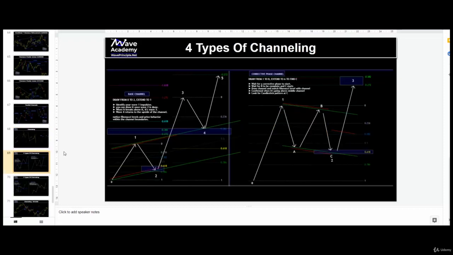And now let's see the 4 types of channeling based on the wave principle. In the wave principle, we want to spot 4 kinds of channeling. The first one is the base channel. The base channel can be drawn once you spot wave 1 and 2. Once that happens, what you do is trace your base channeling with 0 to 2 and then extend to 1. And that's how you're going to find 1, 2, 3, 4, 5.